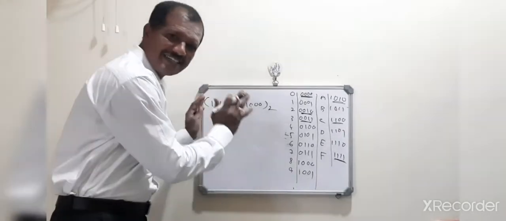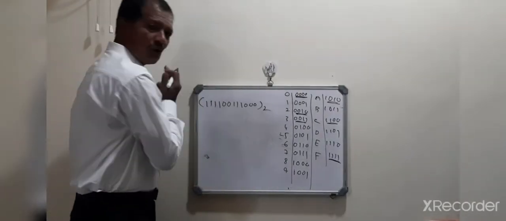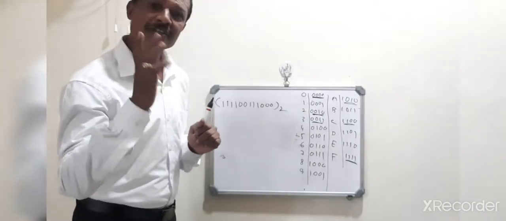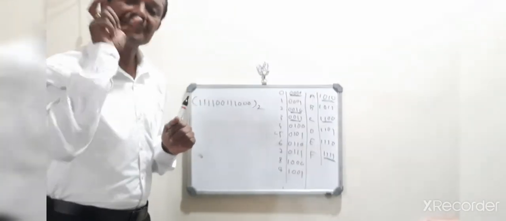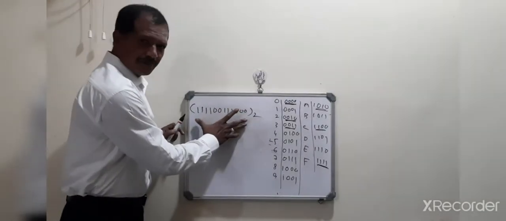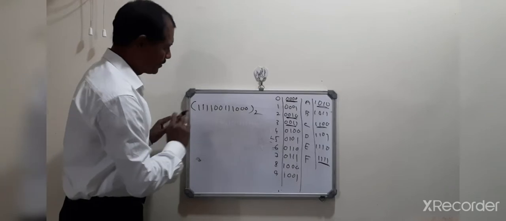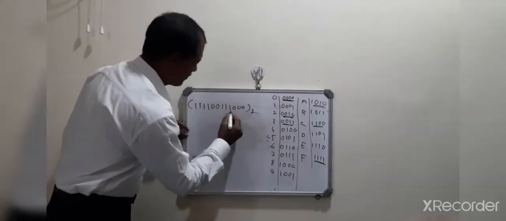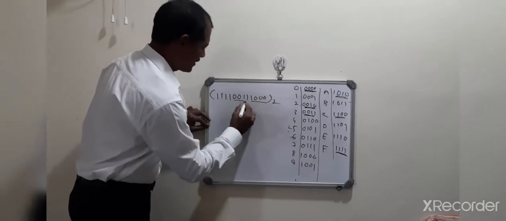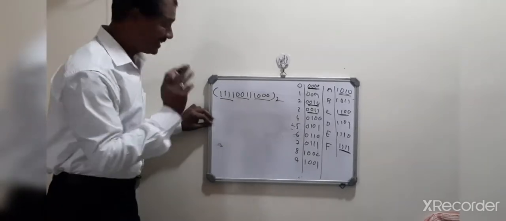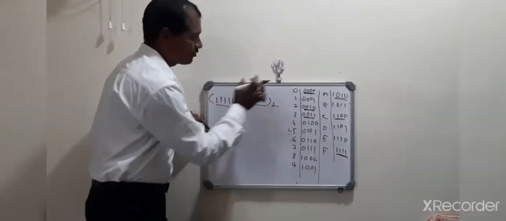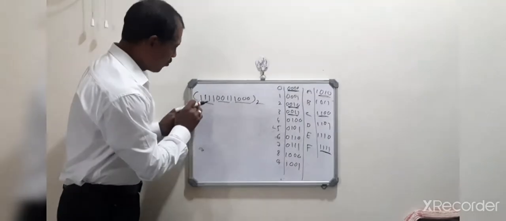Now this is an integer number. Take from right to left, then make groups of 4 bits. Group of 4 bits. In octal, group of 3 bits. So this is a binary number. Convert this one into a hexadecimal number. Take from right to left. Make groups of 4 bits. So this is first group, second group, third group. In each and every group, you should have 4 bits. For that, you can write the equivalent hexadecimal number.